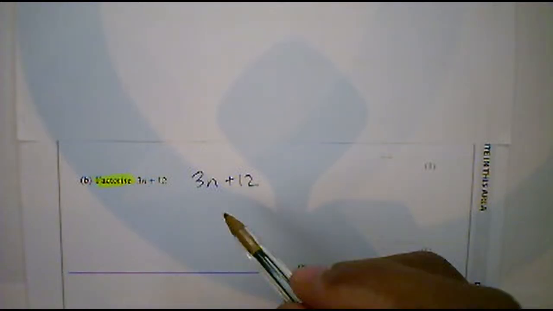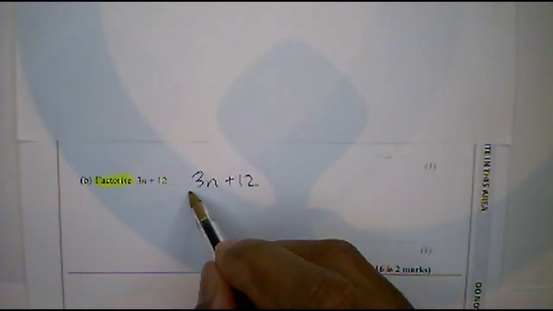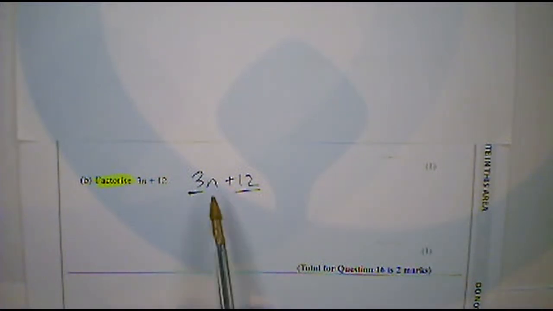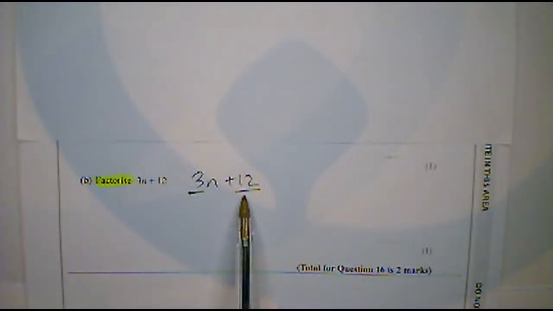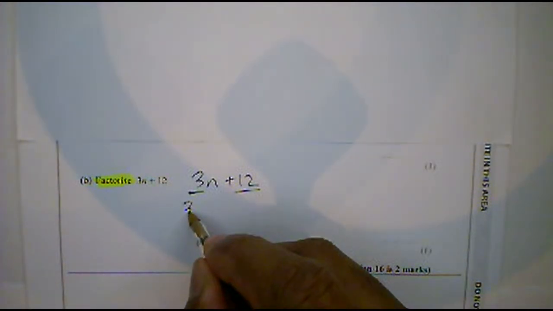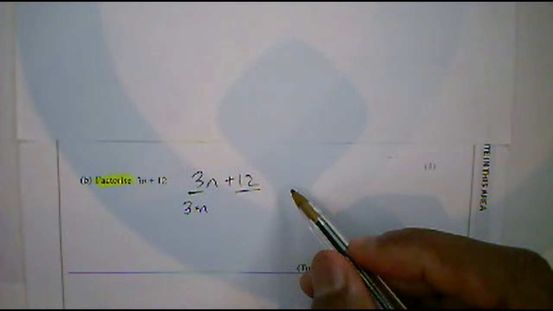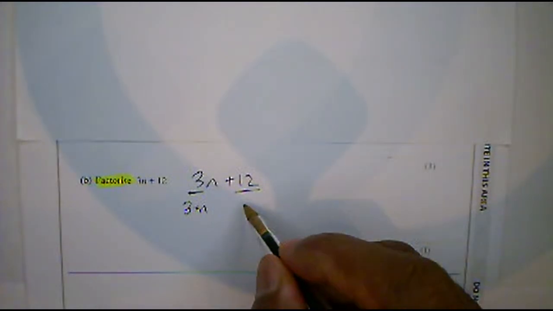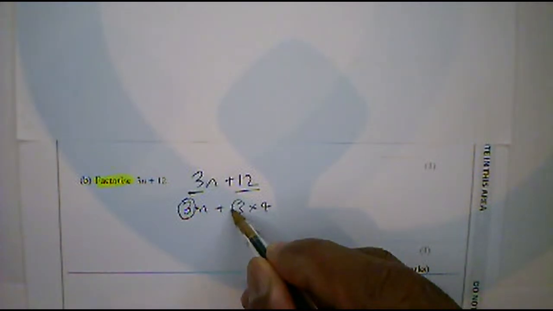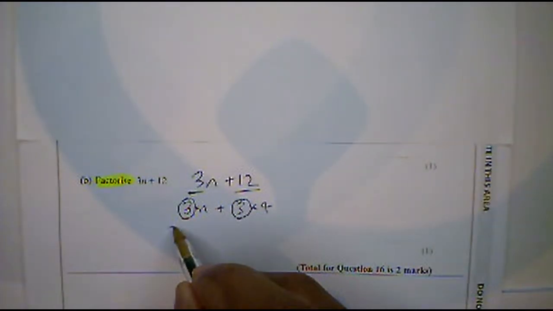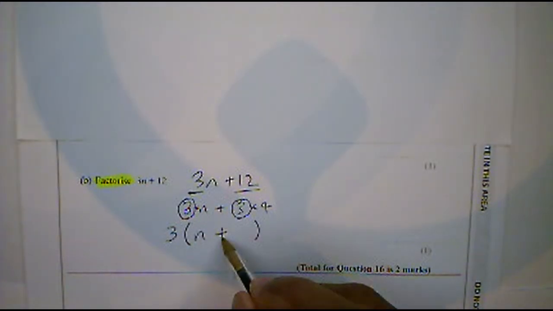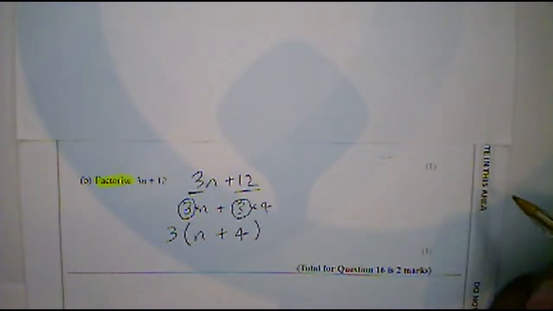If I look at this term now, I'm looking at the numbers first, 3 and 12. I'm thinking, is there a number? Does 3 go into 12? Yes, it does. So I can separate this out. I'll separate this as 3 times n, because that's what 3n means. And 12 is 3 times 4. And now you can see I've got 3 in both terms. So I can take the 3 out. I put brackets in, and I'm left with n plus 4. So that's my final answer.